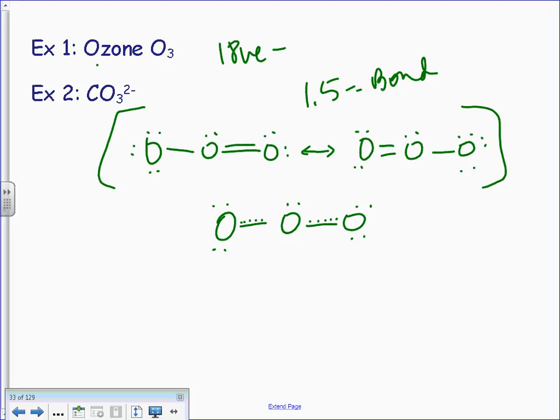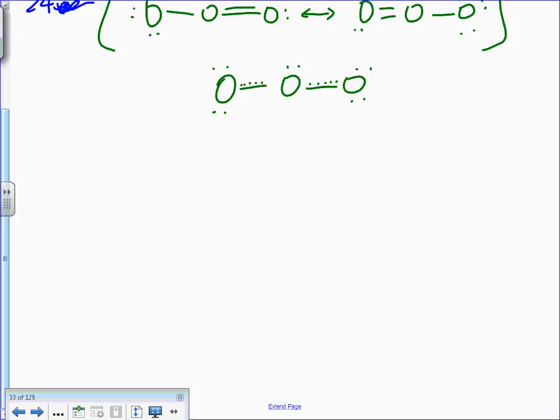So carbonate, how many valence electrons, guys? 24, so 6 from each of the oxygens gives us 18, plus 4, plus 2. So this is 24 valence electrons. Okay, so then what is our 24 valence electrons? What are you guys drawing for your structure? Carbon's in the middle.